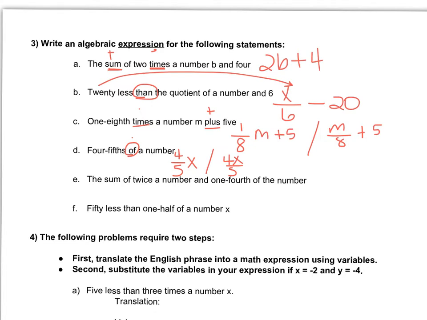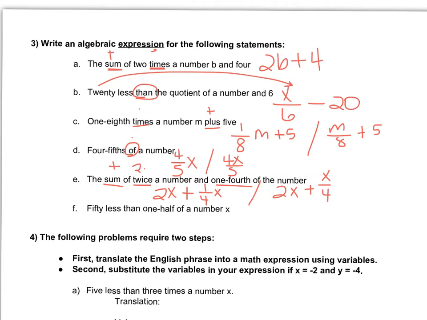Letter E, if I keep saying number, letter E says the sum of twice a number and 1/4 of a number. So I see sum. Twice means 2 times, 1/4 of a number. All right, so the sum of twice a number, so 2x, and, so that's where the sum goes, 1/4 of a number. Again, I could also say 2x plus x over 4.